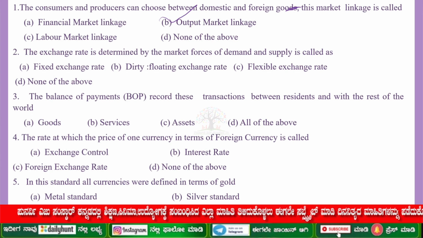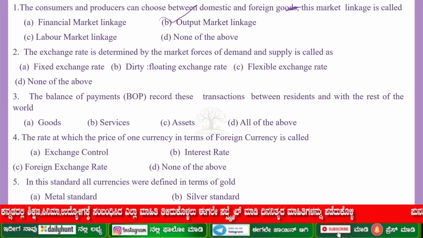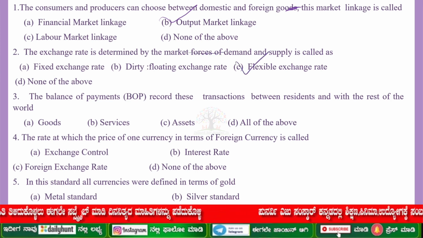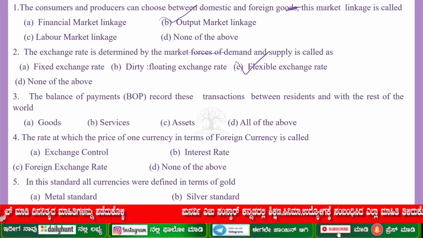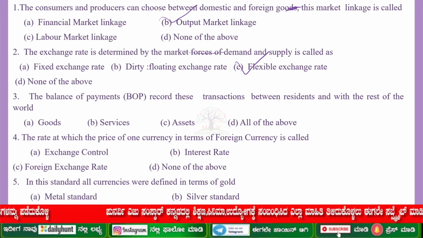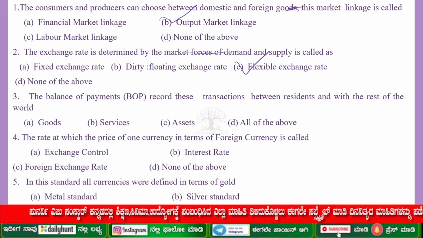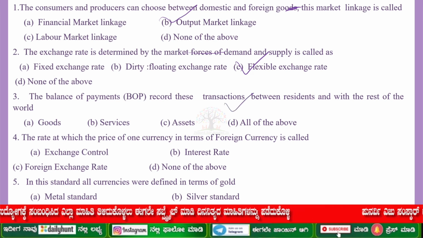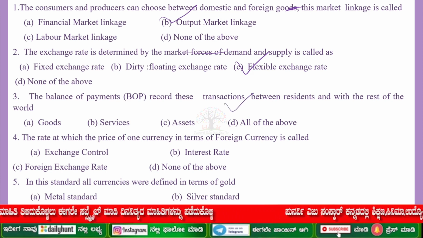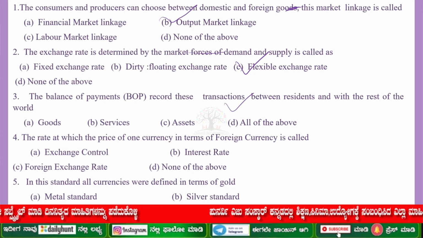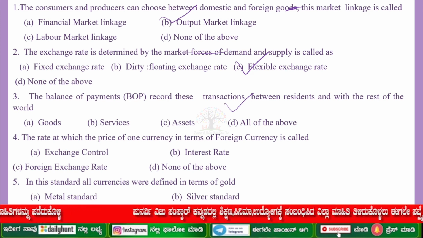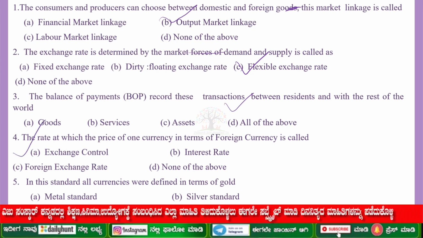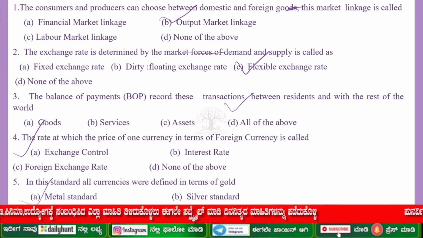Exchange rate determined by market forces of demand and supply is called flexible exchange rate. The balance of payments records transactions between residents and the rest of the world, so it includes goods, services, assets, and all of the above. The rate at which the price of one currency in terms of foreign currency is called foreign exchange rate. In the gold standard, all currencies were defined in terms of gold.